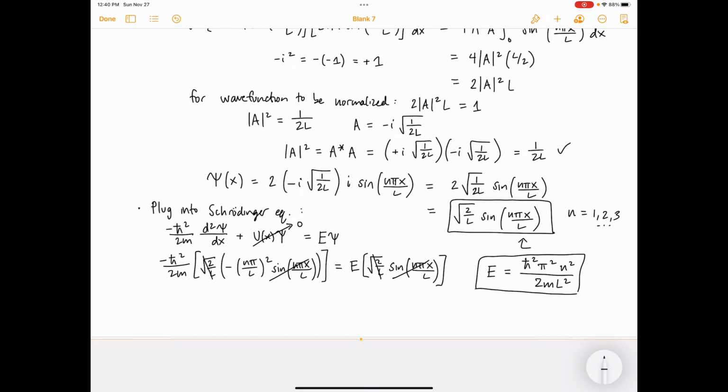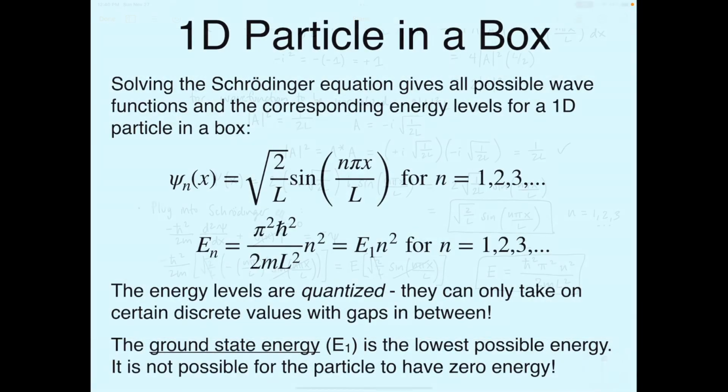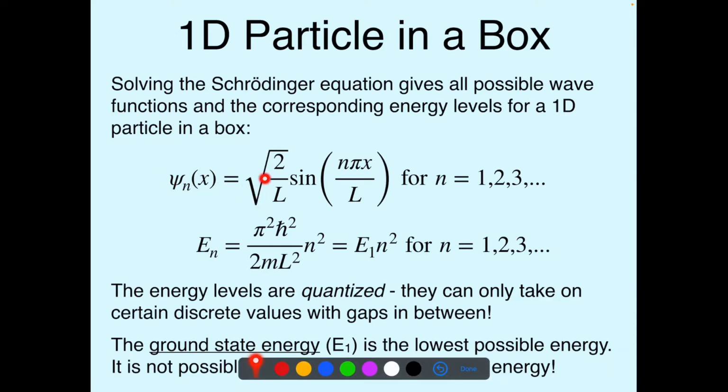So we did two things here, the two results in boxes. We have all of the possible wave functions for a 1D particle in a box and the associated energy values alongside that. And so here are the results that we just came up with to summarize. We solved the Schrodinger equation and we found all possible wave functions and the corresponding energy levels for this 1D particle in a box. For the wave functions, which we're going to label as psi sub n, we have the square root of 2 over L times sine of n pi x over L. And you can plug in any integer value for n, from n equals 1 to 2 to 3 and so on, to get a valid wave function.